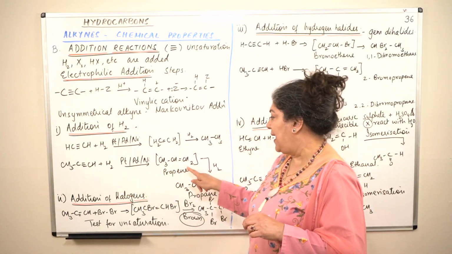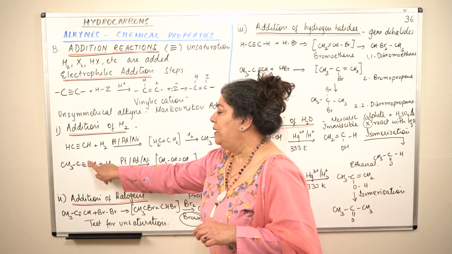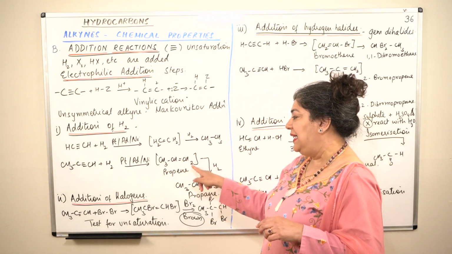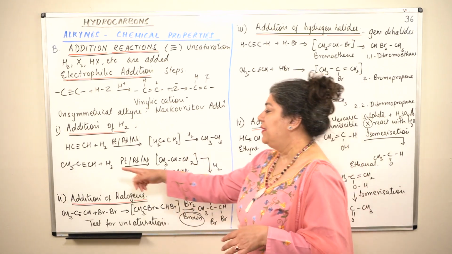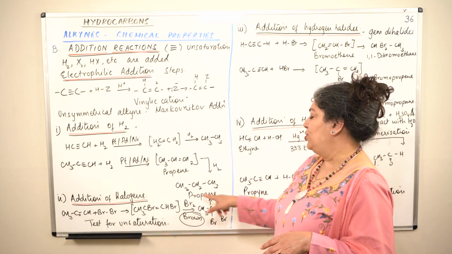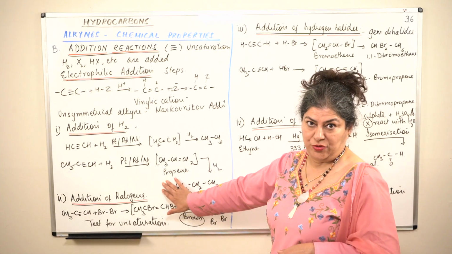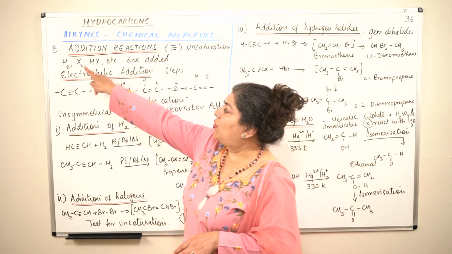One molecule of hydrogen adds to the pi bond. One pi bond breaks, one hydrogen adds here, one hydrogen adds here. So you get an alkene in the second step. In the next step, another hydrogen molecule will add on and you will get propane. Okay, so this was addition of hydrogen. We now come to the addition of halogens.